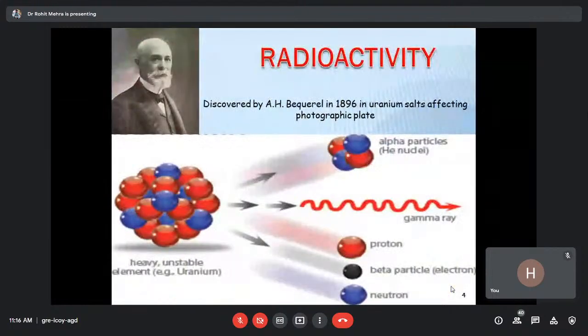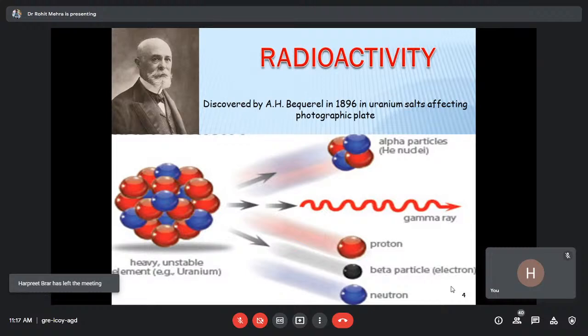Now, a very basic thing which everybody knows, as a science student or even as a layman, is that radioactivity was discovered way back in 1896 when Becquerel was working on some uranium salts. Now, what we are interested in, especially as radiation physicists, is how these bigger nuclei, which are weak and not so stable, decay to form some daughter nuclei and emit some radiations.